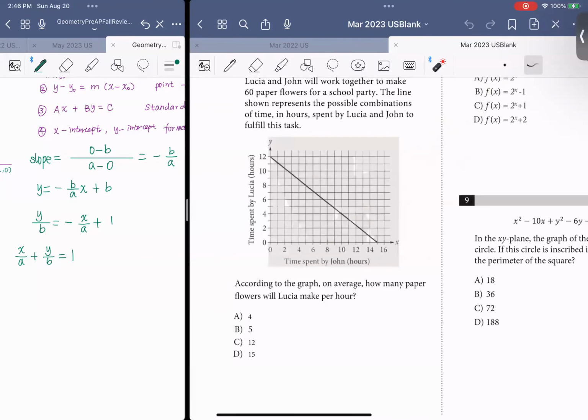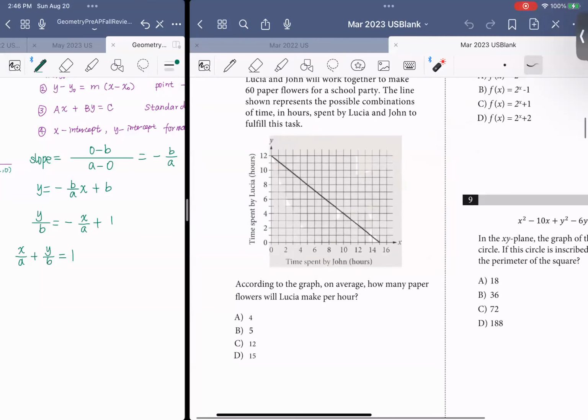If they ask the question, how many flowers will John make? Then you do 60 divided by 15. The x-intercept is 15. So if you ask how many John can make per hour, that's 60 over 15. Straightforward. If you haven't seen this before, the first time you do this in the real test, you really feel scared.